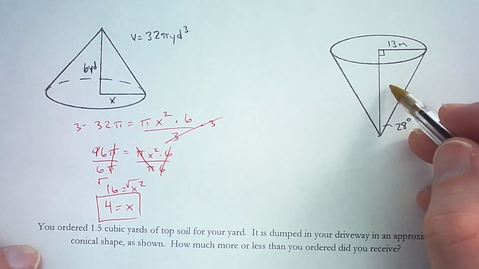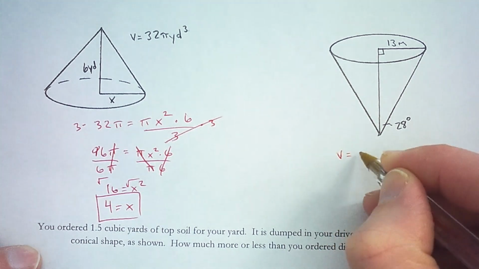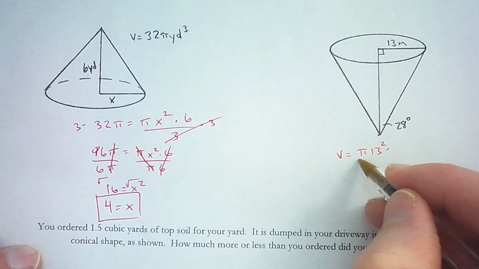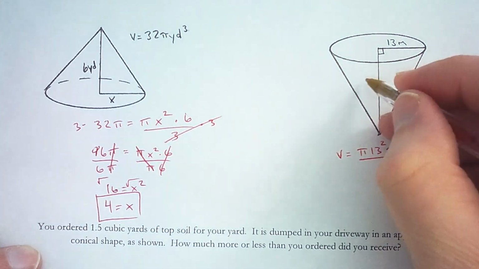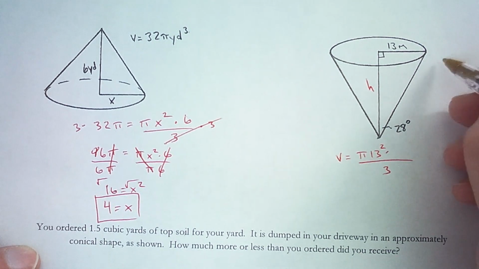Here I don't have a height or a slant height. I have a radius though, so I've got volume equals pi 13 squared times h, which I don't know, divided by 3. So I'm going to have to find the height here. So I'll call that h. Okay, so I'm going to use SOHCAHTOA here.